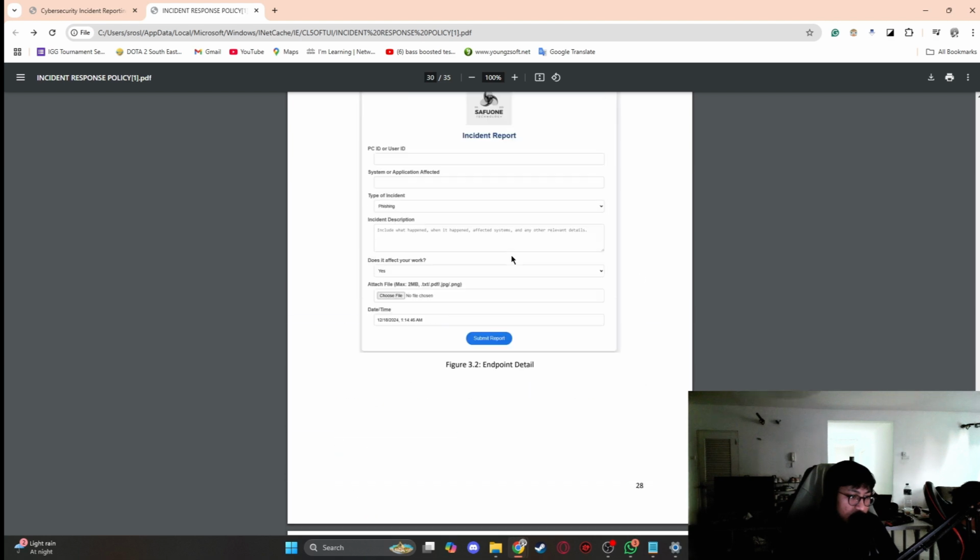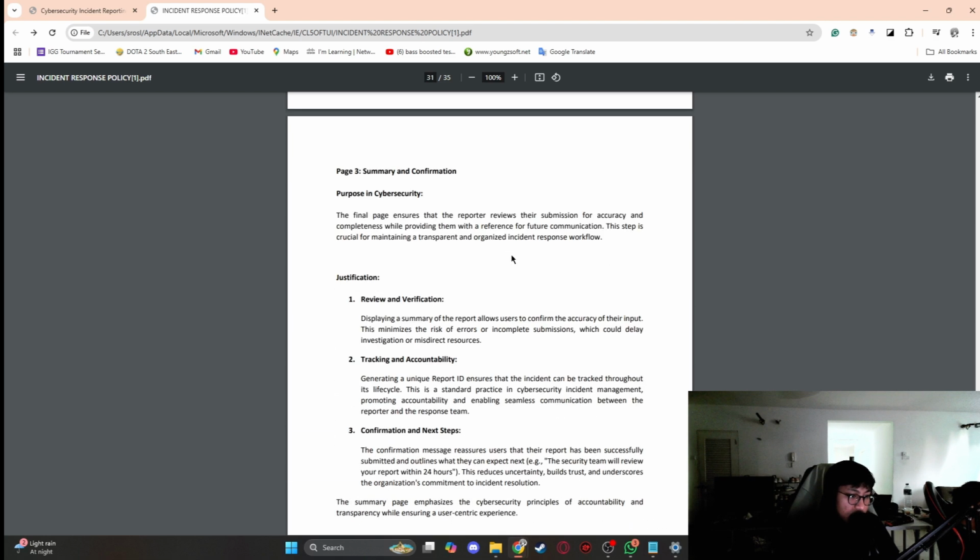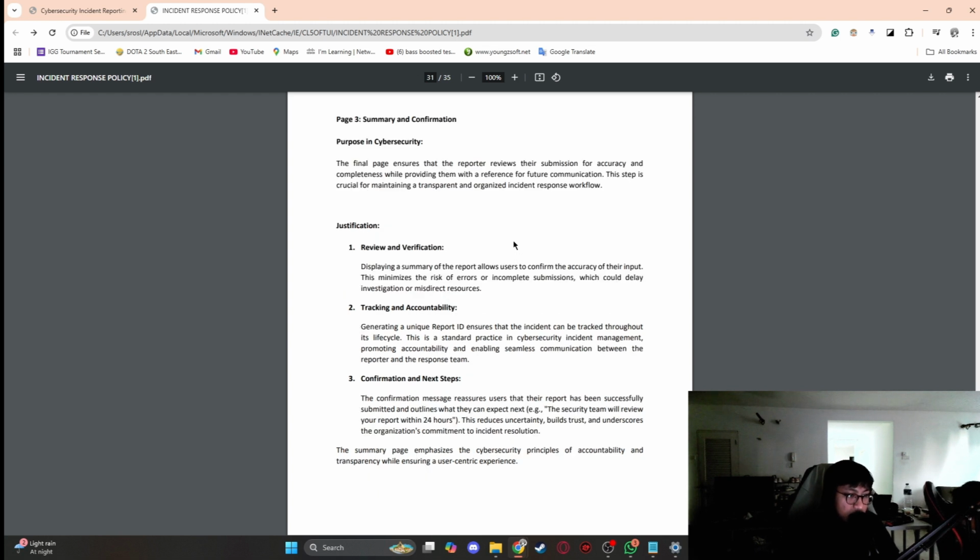And lastly, the summary and confirmation. The final page ensures that the reporter reviews their submission for accuracy and completeness while providing them with a reference for future communication. This step is crucial for maintaining a transparent and organized incident response workflow.